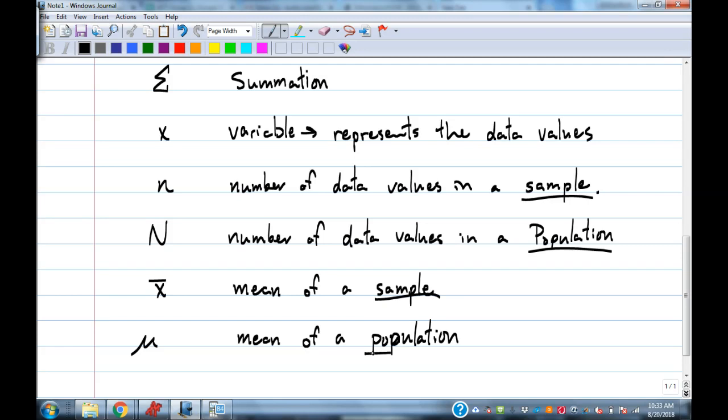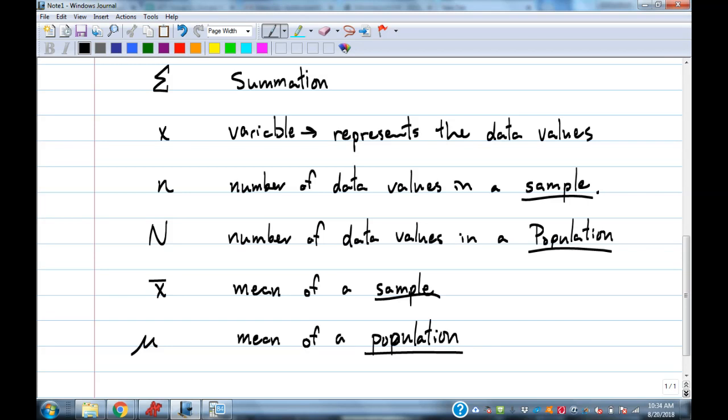Okay. So if you're reading a problem and they give you some information, they say X bar is equal to this number, that's the mean of a sample. If they say mu equals this number, then you're talking about a population. So recognizing the differences in those is important notation wise.